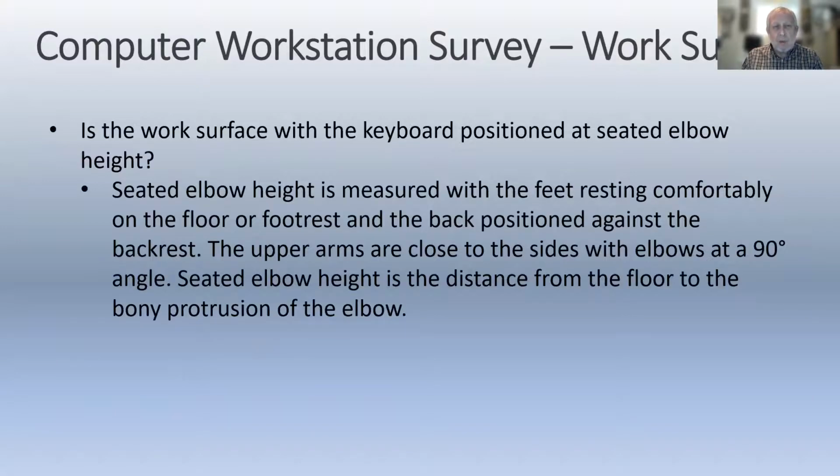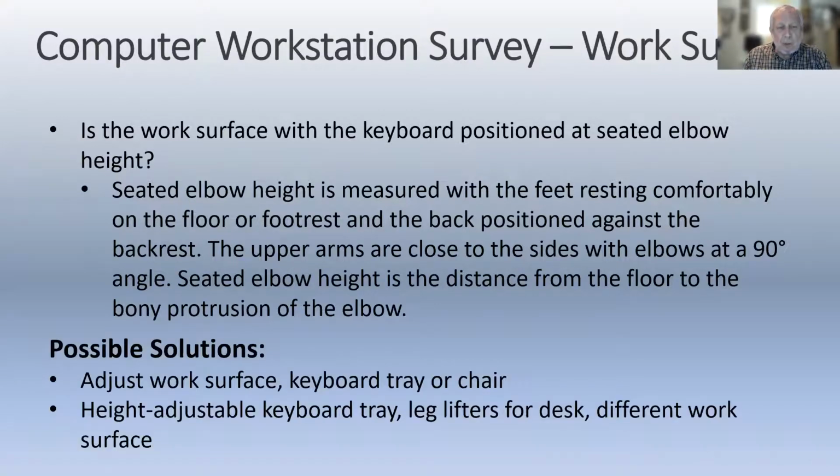Is the work surface with the keyboard positioned at seated elbow height? Seated elbow height is measured with the feet resting comfortably on the floor or footrest and the back positioned against the backrest of the chair. The upper arms are close to the sides with the elbows at a 90-degree angle. Seated elbow height is the distance from the floor to the bony protrusion of the elbow. Possible solutions: adjust the work surface, keyboard tray or chair, or a height adjustable keyboard tray, leg lifters for the desk, or a different work surface.